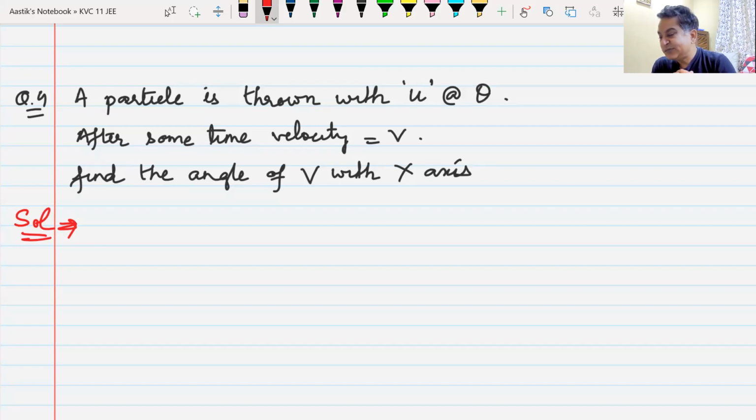Let's see who can get me the answer. Remember, an answer is only an answer when it is given in terms of things that are known. What are the things that are known here? Three things are known here. One is u, one is theta, third one is v, and g is already known every time. So your answer should come in terms of u, theta, v, and if required, g.